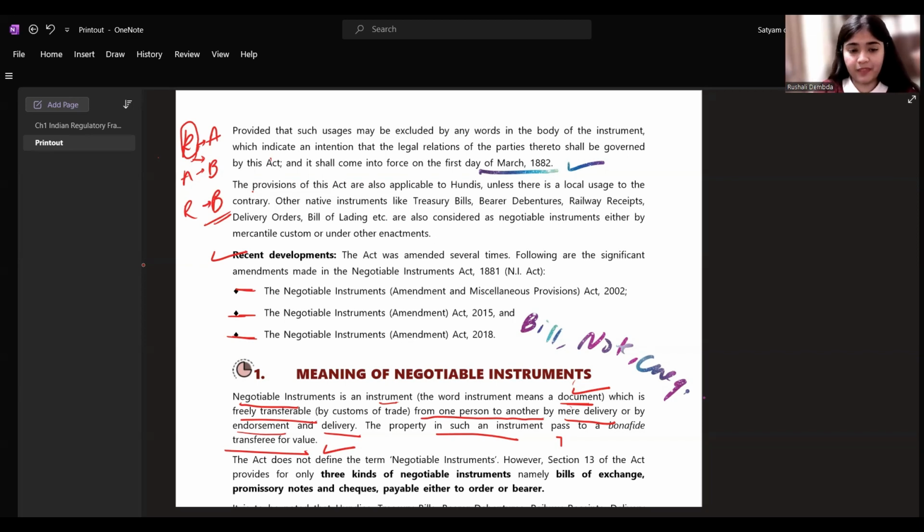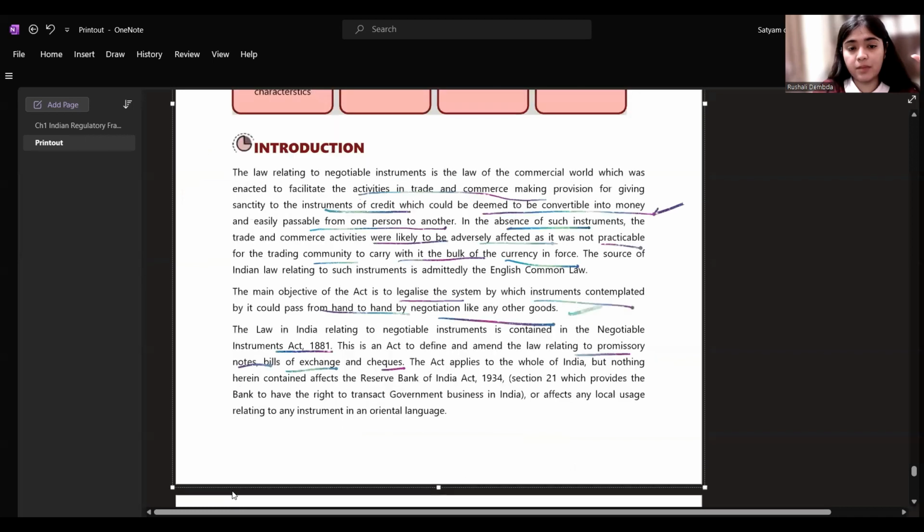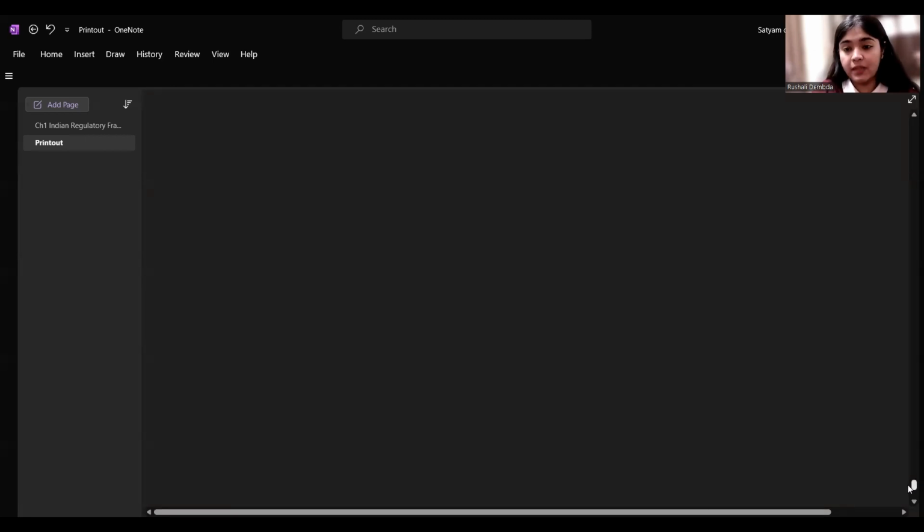Okay. Now, the Act does not define the term negotiable instruments. The Act is not defining the term negotiable instruments.